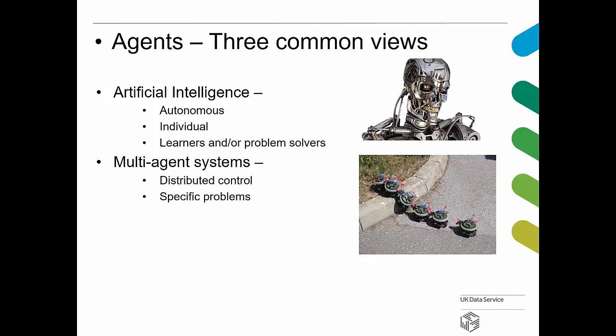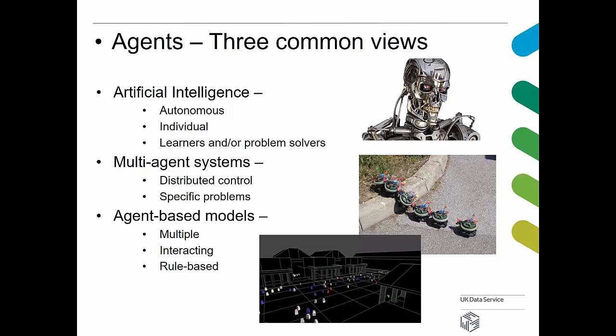Third, and the most important for us, is agent-based models. These are usually simulated rather than embodied. They have multiple agents that interact with each other and the simulated world according to rules. They may or may not have a shared goal, and they are particularly useful for representing certain kinds of bottom-up problems, because when intuition fails, computation can take over.